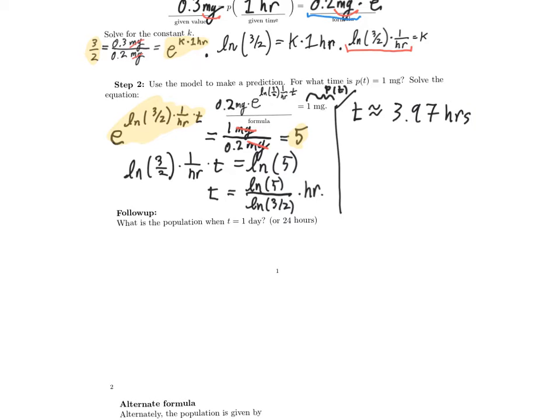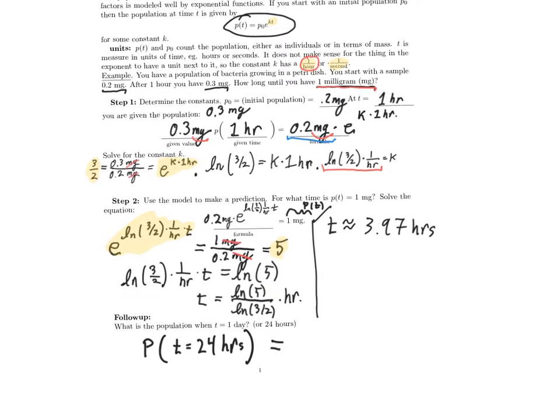Let's do a quick follow-up. So it takes 4 hours to get up to 1 milligram. Let's see how large the population is at t equals 1 day. Notice this isn't me trying to solve for t. T is given. I just need to use the formula. I want to compute the population when time equals 24 hours. So I just need to plug in t equals 24 hours to the given formula. And the formula is way up here.